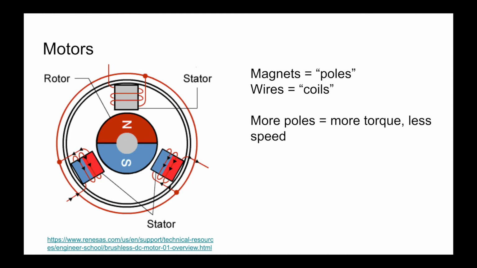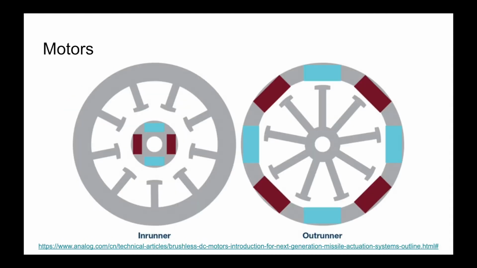As we'll discuss in more detail later on, there's a fundamental relationship between the number of poles and how much torque can be produced by the motor, as well as how fast it spins. The part of the motor that rotates is referred to as the rotor, and the part that is stationary is called the stator. Each motor type can come in various architectures.